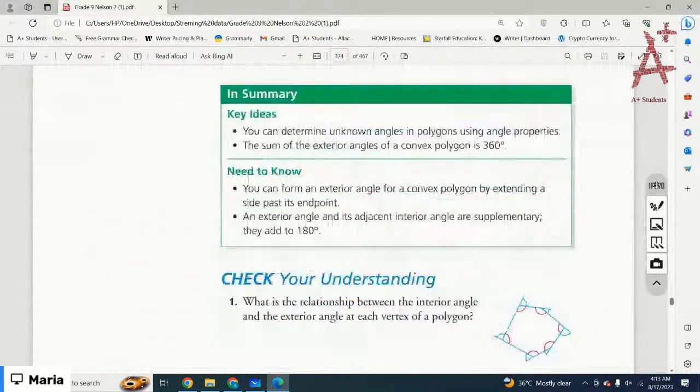Okay, you can determine unknown angles in polygons using angle properties. The sum of exterior angles of a convex polygon is 360 degrees, right? You can form an exterior angle for a convex polygon by extending a side past its endpoint. An exterior angle and its adjacent interior angle are supplementary. They add up to 180, right? Exterior and adjacent, they both have the sum of 180 degrees, right?